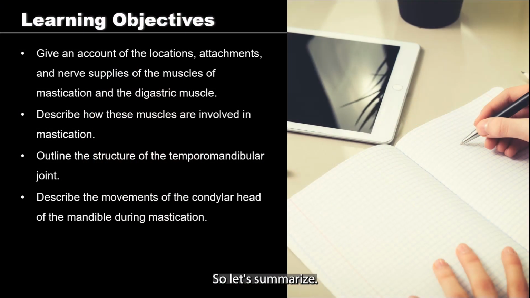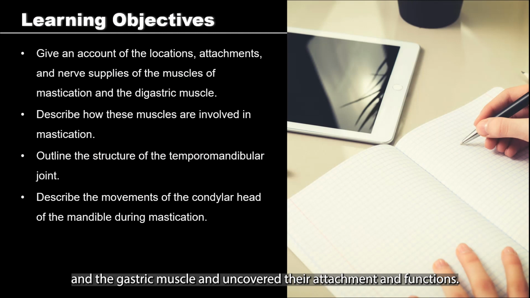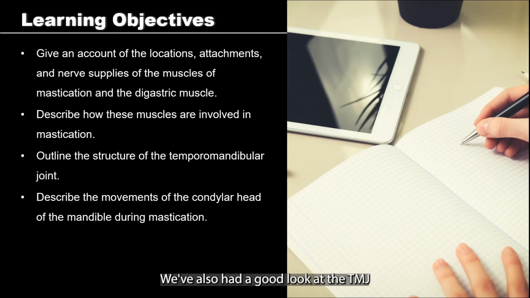So let's summarise. We have looked at the muscles of mastication and the digastric muscle and uncovered their attachments and functions. We've also had a good look at the TMJ and explored the movements of the condylar head, before finally we delved briefly into the world of TMJ dysfunction and weaknesses, also addressing the roles of the trigeminal nerve.